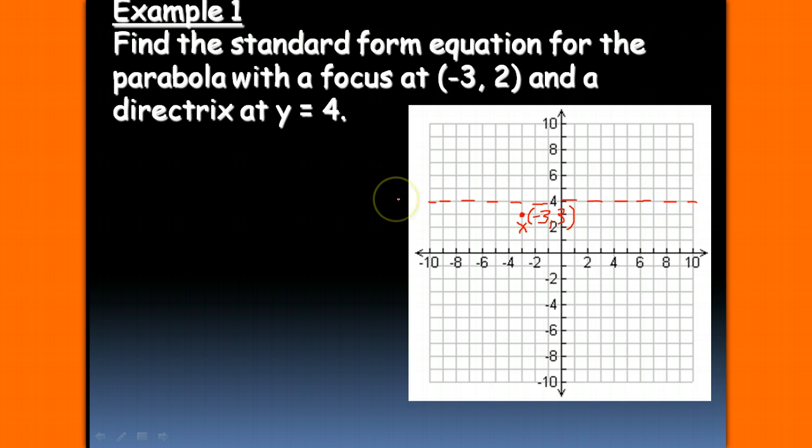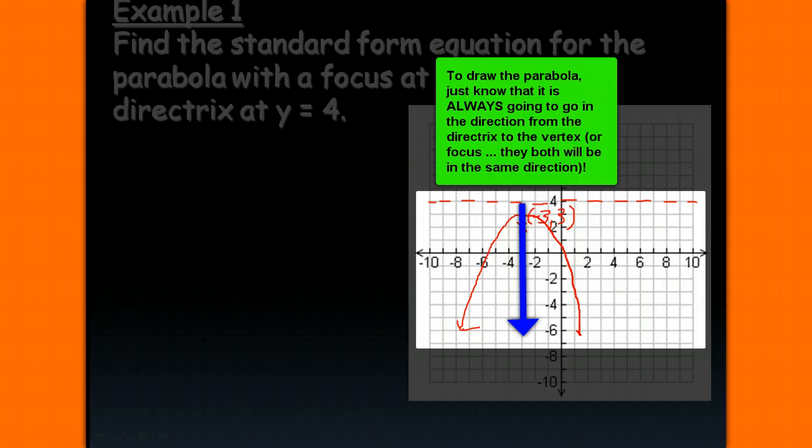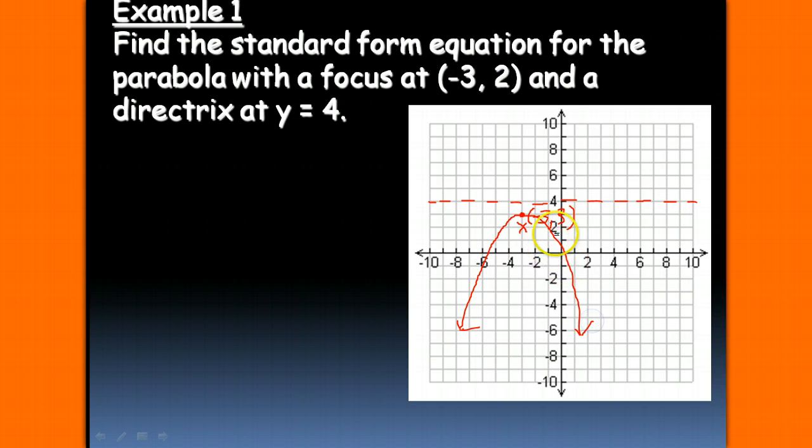So now we need to look at what standard form equation we need to use. Well, we can look at this and go ahead and make our graph. So because the focus is here and the directrix is here, the graph has got to look like this. It's got to be a downward opening parabola, because it's going to open around that focus. Now again, my x and y intercepts are probably not right, but we're just trying to sketch this to kind of get an idea of what we're doing.